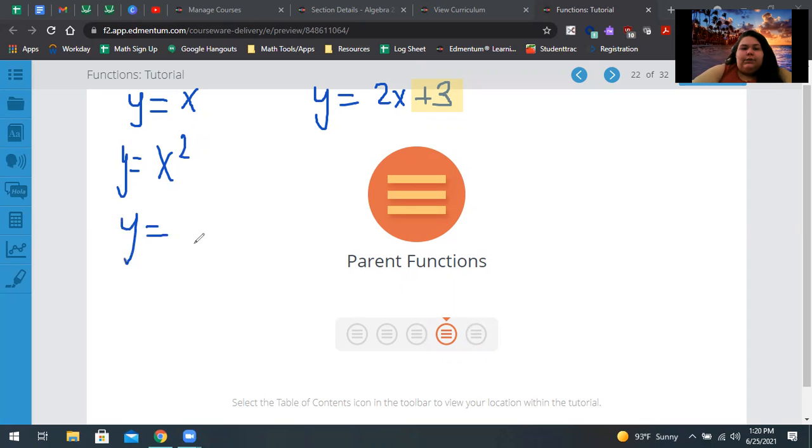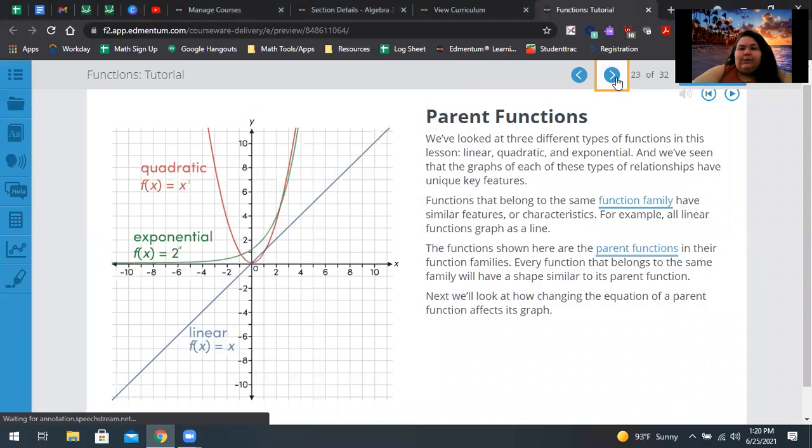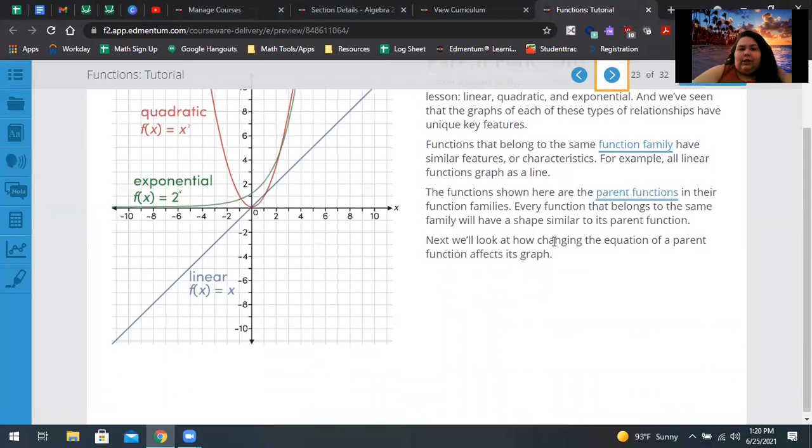Y equals, what's another one? X cubed. And I can kind of continue on from there. But these are considered our parent functions, and we're going to look at the changes from what they added, because that 2 represents something to us. That 3 also represents something to us as well. And we're going to go ahead and talk about that.